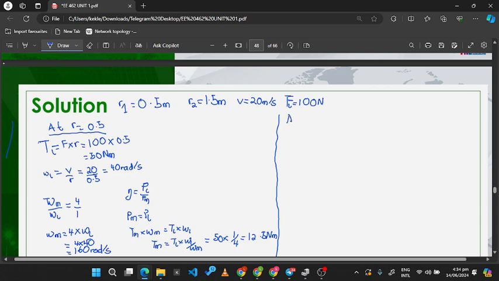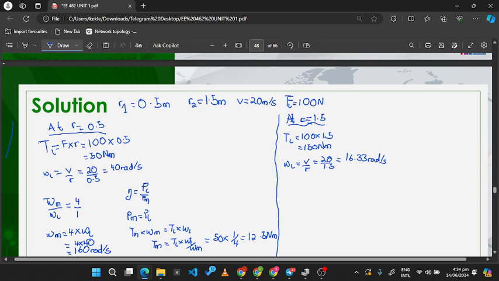So now at R being equal to 1.5, we'll repeat the process. First, find the load torque, which is 100 by 1.5. This will be 150 Newton meters. Omega L would be V over R, which would be 20 over 1.5, and that gives 13.33 radians per second.